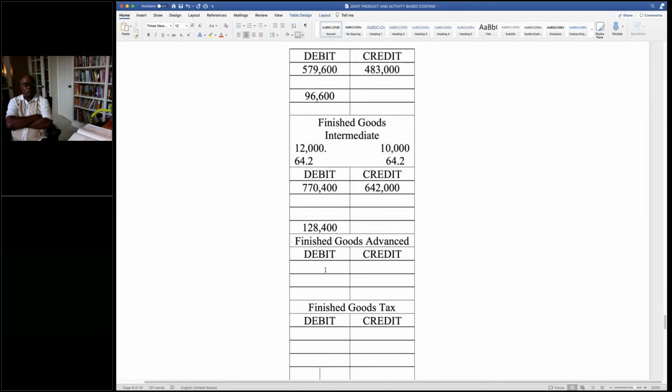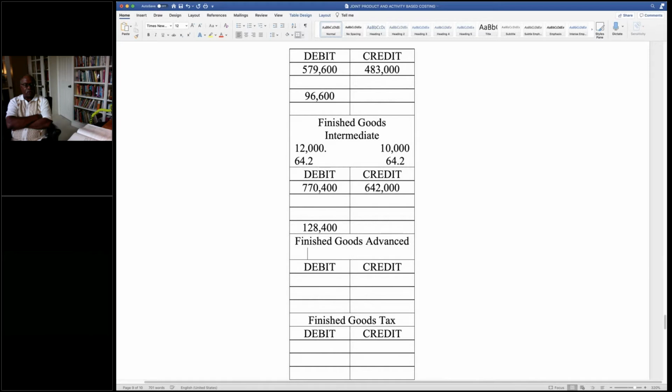So the finished goods advanced, they have a 640,000. Okay, so right there, we're going to compare. They were supposed to make, they made 8,000, they only sold 5,000. And then to get our new unit cost, we're going to take that 640,000 from the work in process credit side and drag it here.